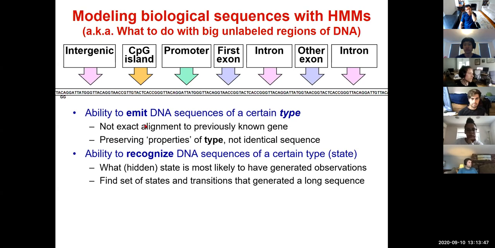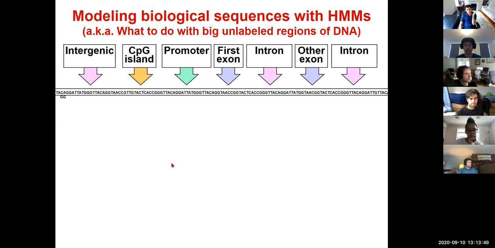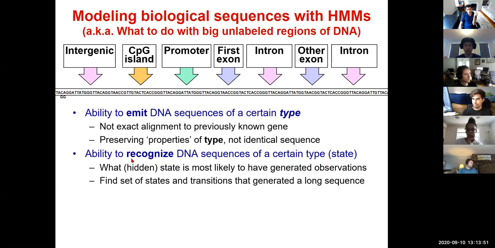So being able to emit DNA sequences of a certain type. The second one is being able to recognize DNA sequences of a certain type. So the first one basically says, I'm going to follow the arrow down in this direction. I can build a model for what CpG islands look like, and then I can generate more CpG islands. I can build a model for what introns look like and generate more intron-like examples. So that basically is going forward on this arrow.